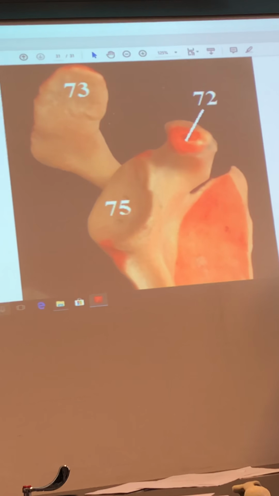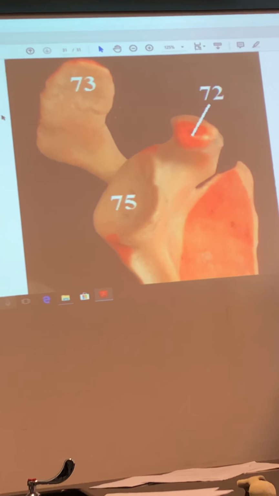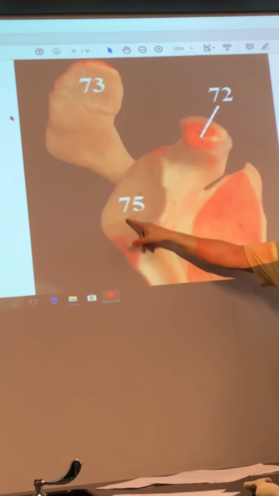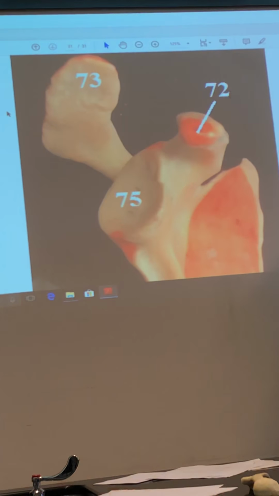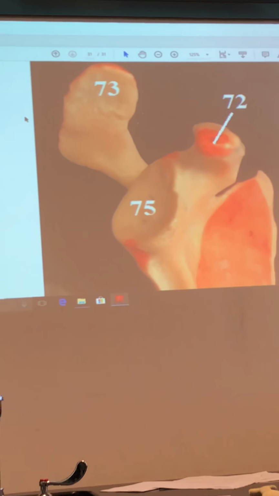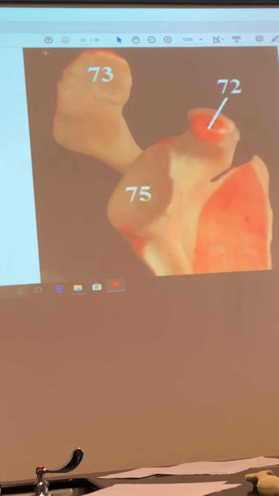What's 72? I don't know, something weird. Well, coronoid was the ulna, so what's on the scapula? Coracoid, right? So coracoid process. How about this space right in here? Glenoid fossa, where the head of humerus connects. Good. That's it. Questions?